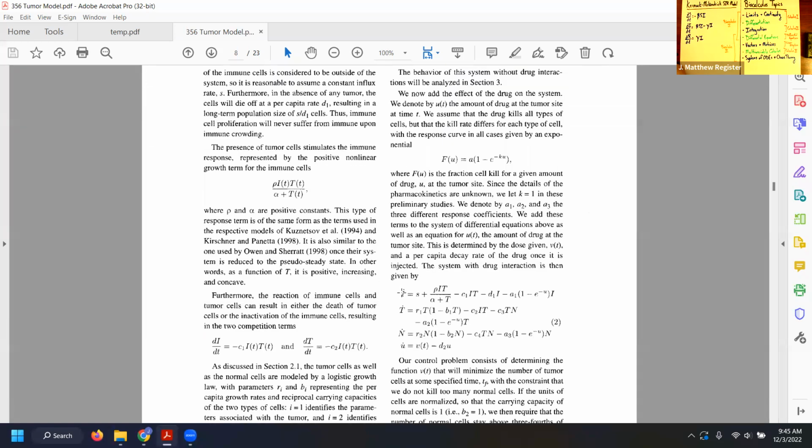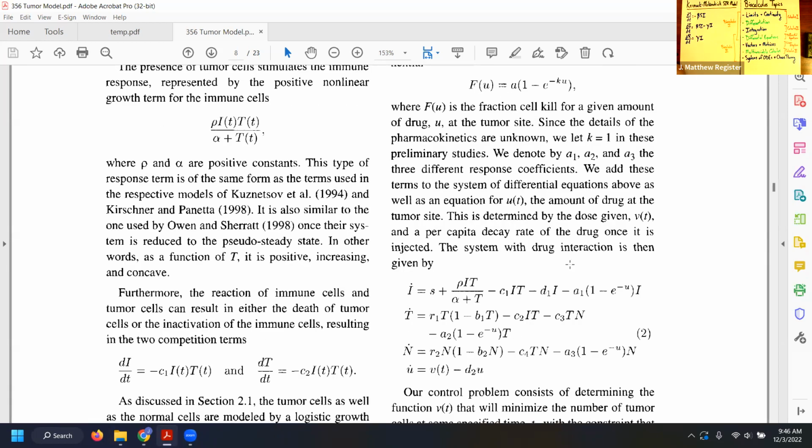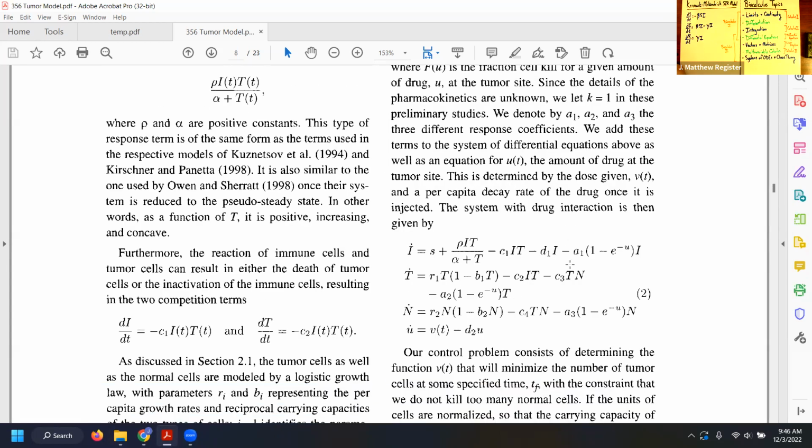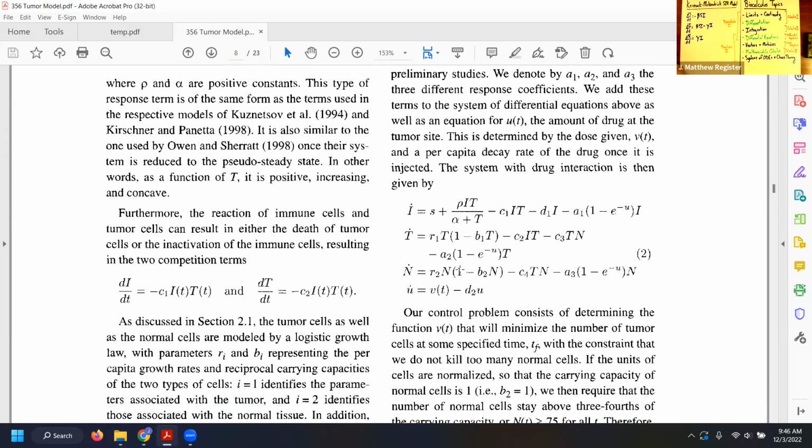But they go a step further. And so now they introduce a drug into the system. And so we assume that the drug kills all types of cells, but the kill rate differs for each cell. And they have an equation which represents the fraction of kills. Well, when you introduce this drug into the system, we have this new system, which is really the same old system, but now it has this term here, the A1, 1 minus e to the negative u I.